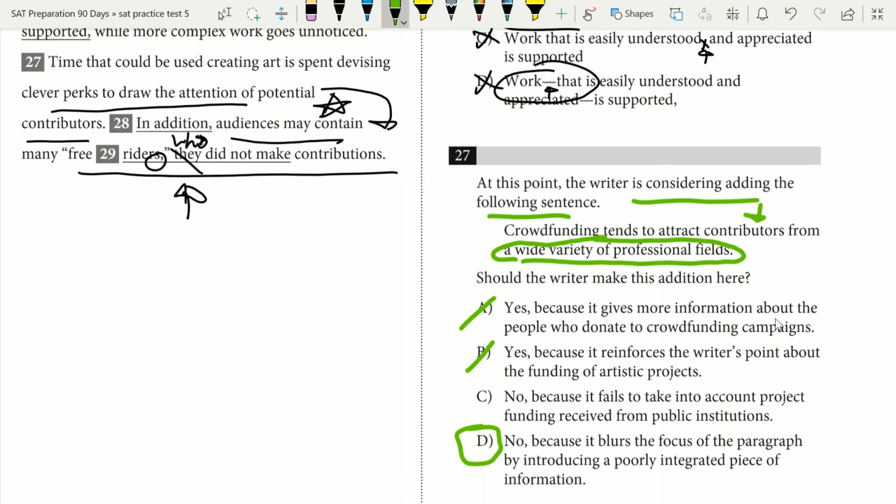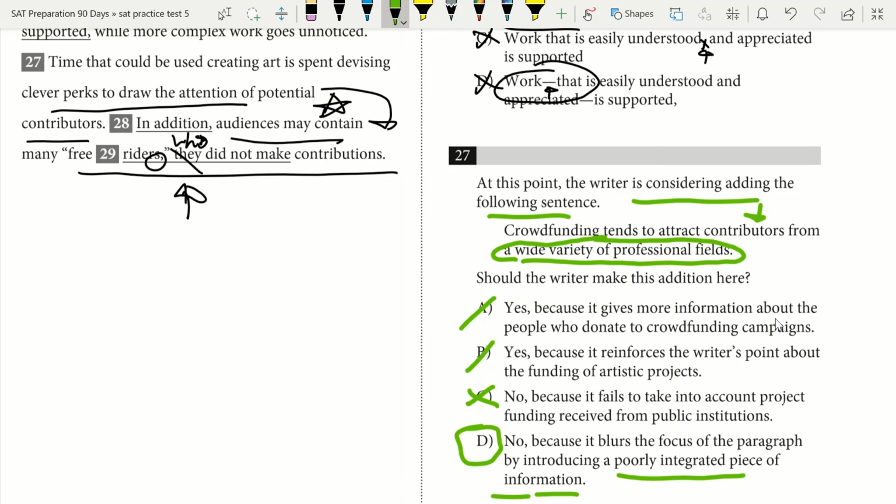So many times you'll see that you'll have something that's really unrelated being told if you want to add it, and if it's unrelated, you do not want to add it because it's going to blur the focus of the paragraph by introducing a poorly integrated piece of information. So anything that's blurring the focus of your paragraph, you want to make sure that you do not add. If anything is not supporting your argument or is just completely off topic, you do not add it. So our correct answer for 27 there is going to be D.